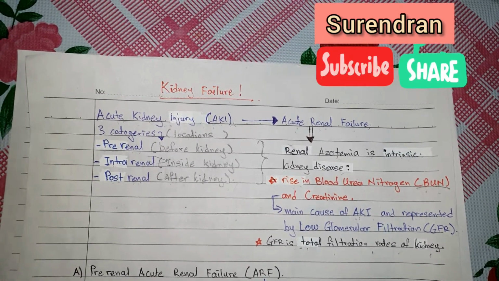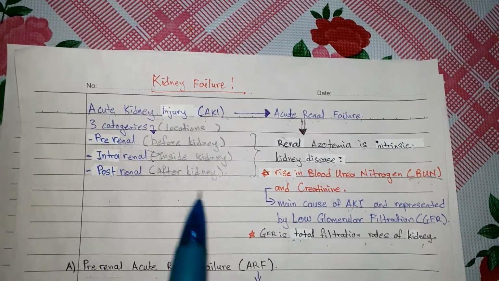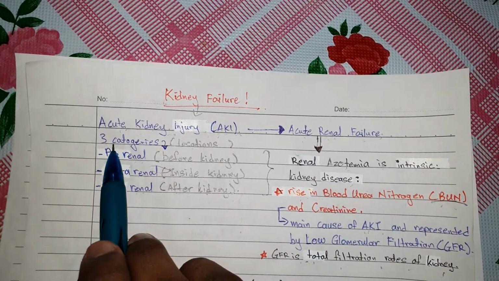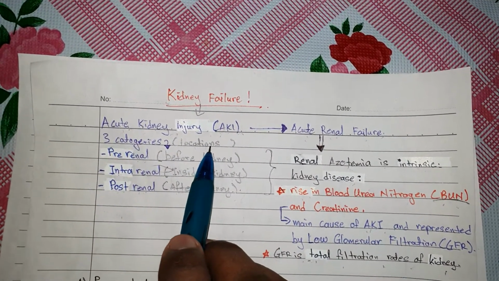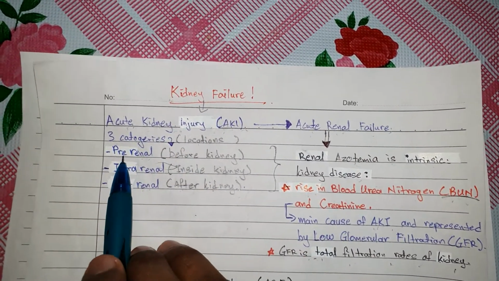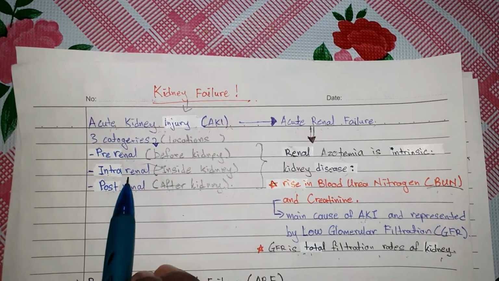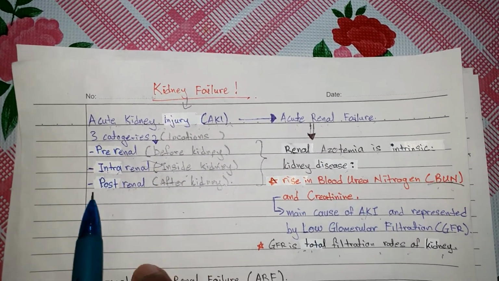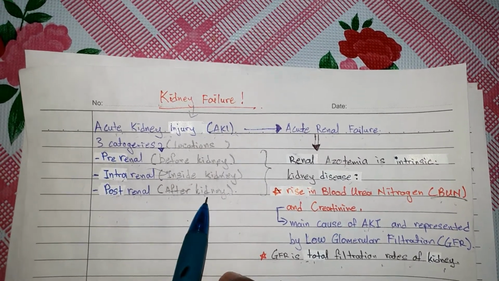Today I'm going to talk about kidney failure. Kidney failure is also known as acute kidney injury. There are three categories, or three locations, where there are possibilities of kidney failure. The first one is pre-renal, before the kidney. The second one is intra-renal, inside or within the kidney. The third one is post-renal, after the kidney.